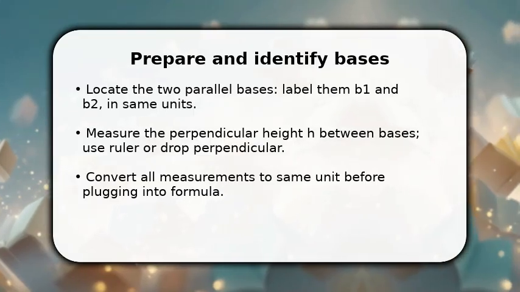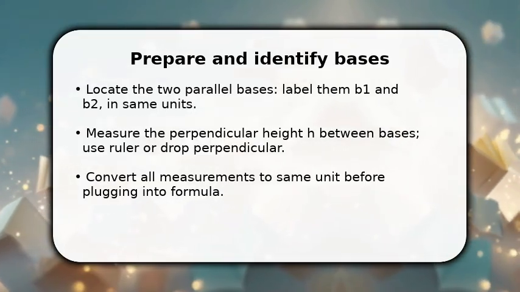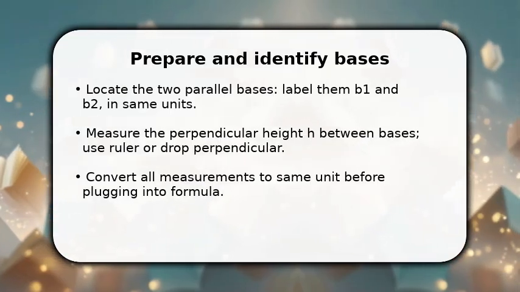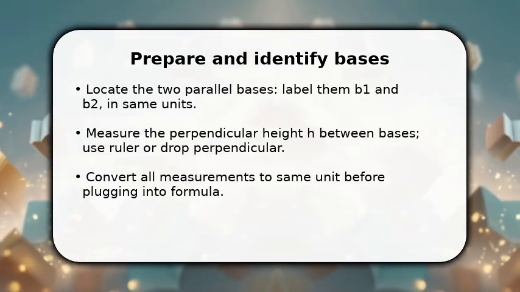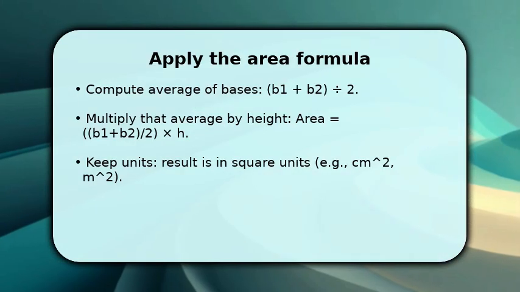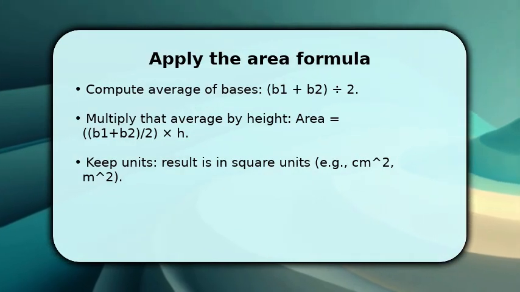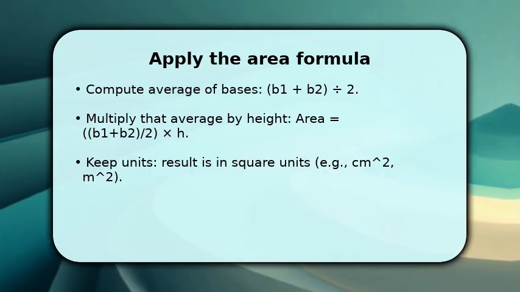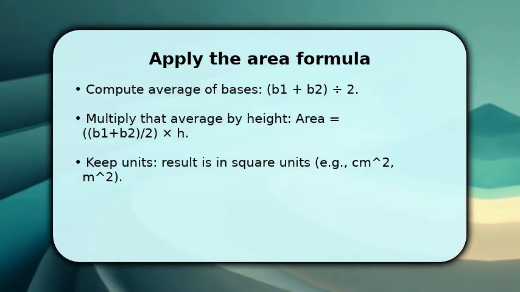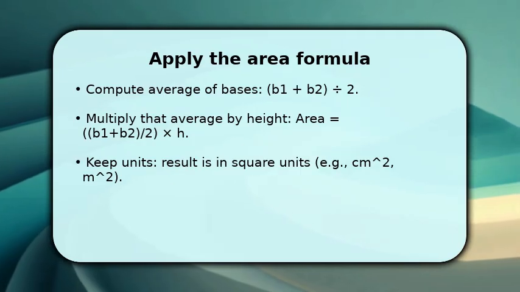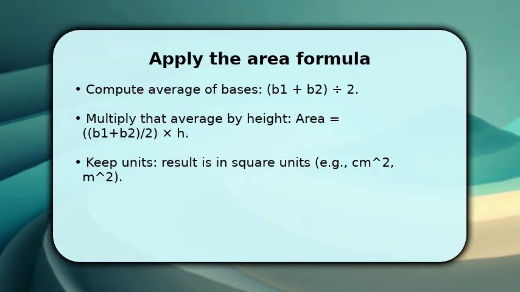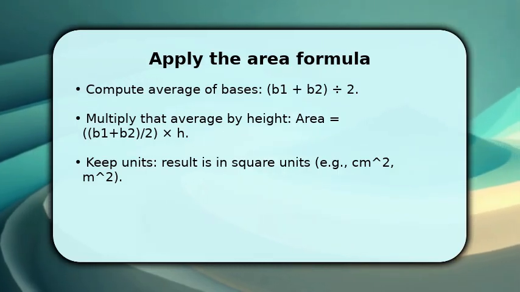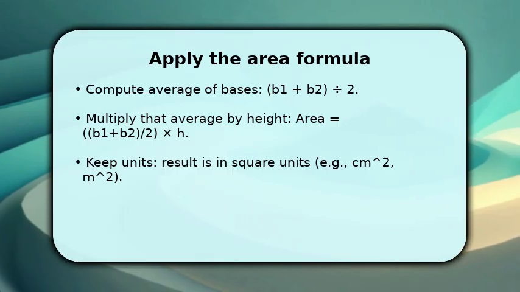Now that you have B1, B2, and h, you're ready to apply the single reliable method for trapezoid area, without guessing or decomposing shapes. You now compute the average of B1 and B2 by adding them and dividing by 2. This gives the effective base length. Next, multiply that average by the perpendicular height h to get area. For clarity, write area equals (B1 plus B2) / 2 times h and substitute numbers slowly to avoid transposition errors.